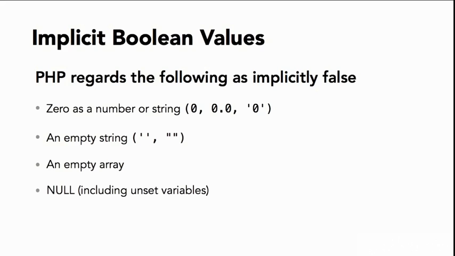Null means no value in the sense that the value doesn't exist. As a result, variables that don't exist or that have been unset are also treated as false. However, trying to use an unset variable will normally generate a warning notice, so it's not a good idea to use one in a condition. A simple XML object created from empty tags is also regarded as implicitly false. Simple XML is beyond the scope of this course, so you can ignore it at this stage.